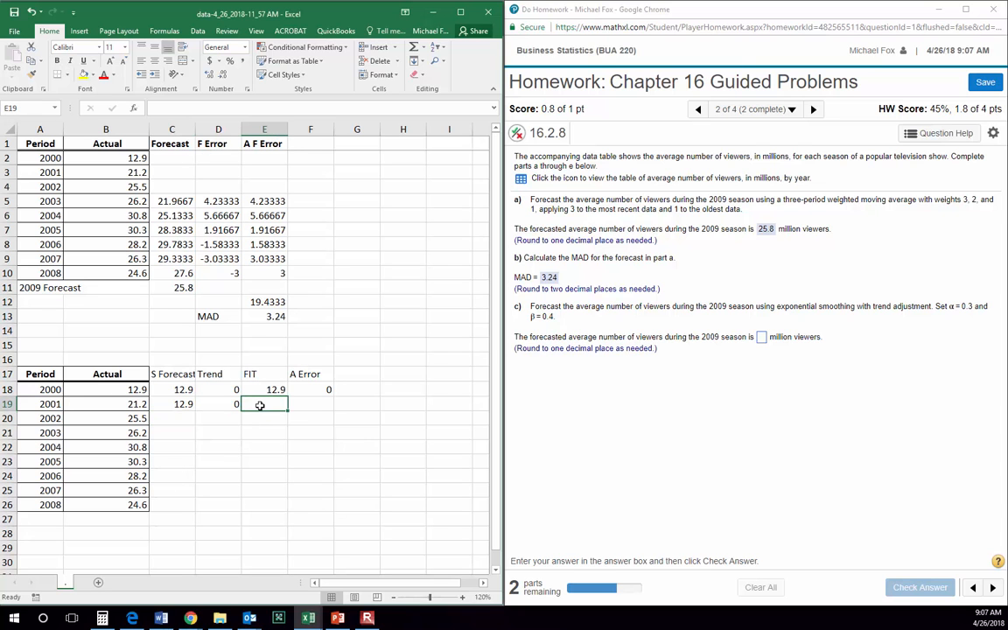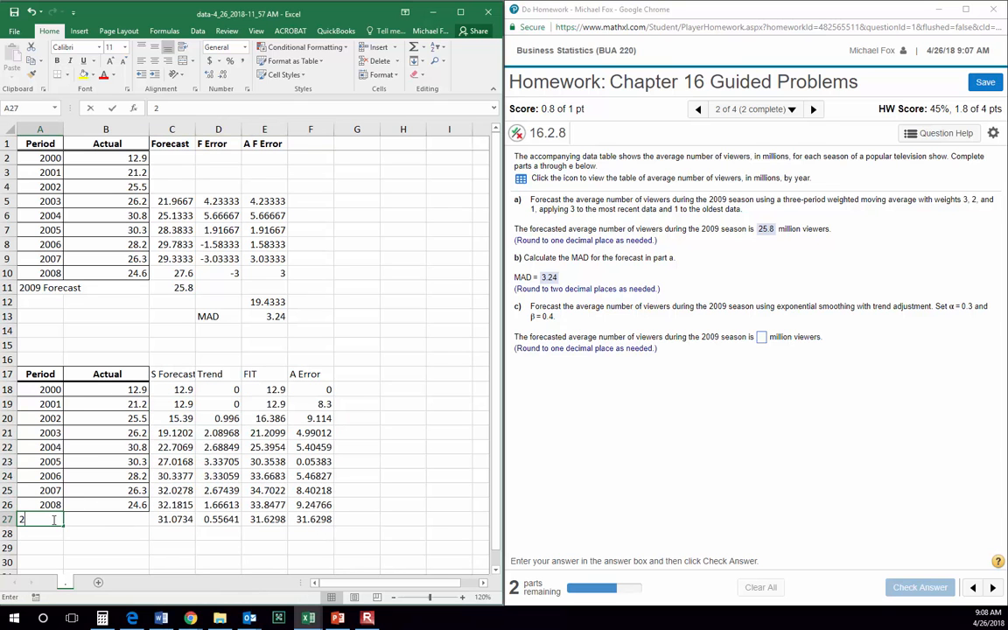So our FIT for this period is going to equal our forecast plus trend. And our absolute error is going to equal the absolute value, the actual minus the FIT. Now I have all of the formulas in that I need. All I have to do is fill.